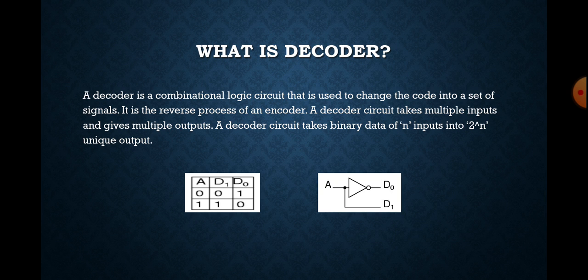A decoder circuit takes binary data of n inputs into unique outputs. In the sense, it takes n inputs and gives 2 to the power n unique outputs. In addition to input pins, the decoder has an enable pin. The enable pin, when negated, makes the circuit inactive. Below is the truth table for a simple 1 to 2 line decoder, where A is the input and D0 and D1 are the outputs, and below is the circuit diagram of the 1 to 2 decoder.